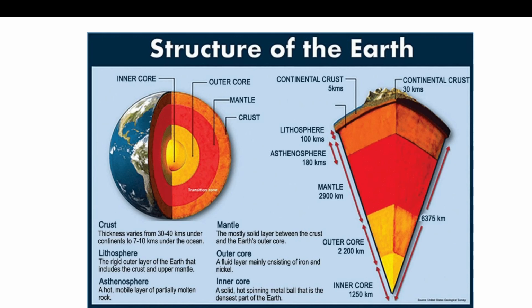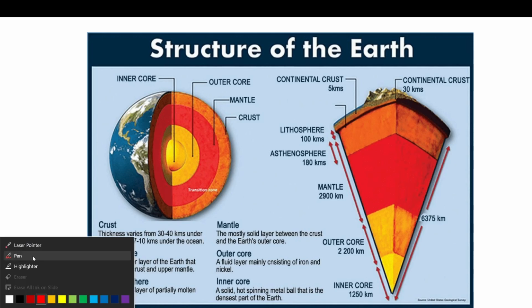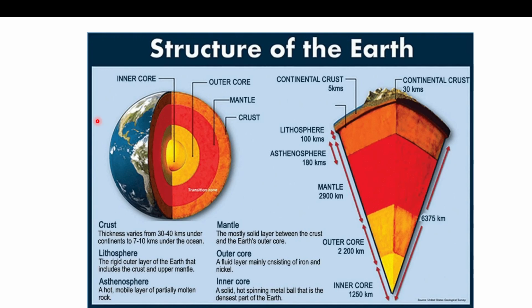Okay, so in general, when we talk about the structure of the Earth, if we slice through the Earth, the innermost, hottest part is the inner core, then comes the outer core, then the mantle and the crust. The crust thickness varies from 30 to 40 kilometers under continents to 7 to 10 kilometers under the ocean.